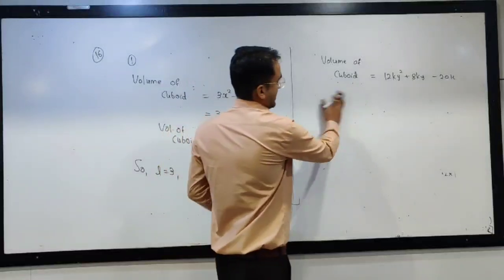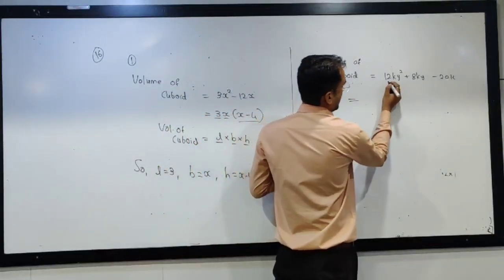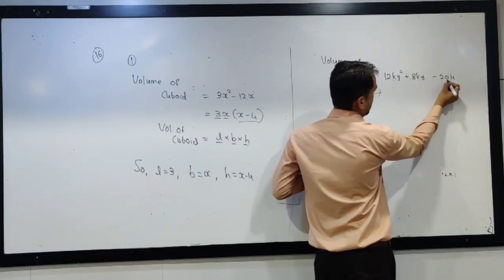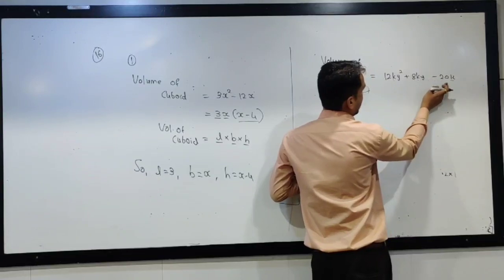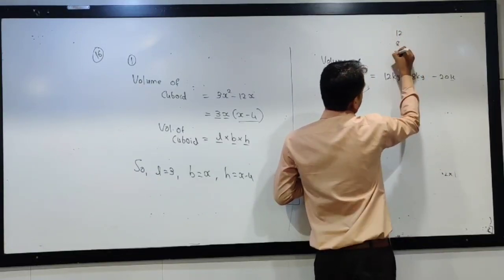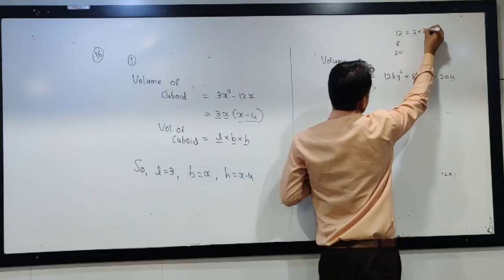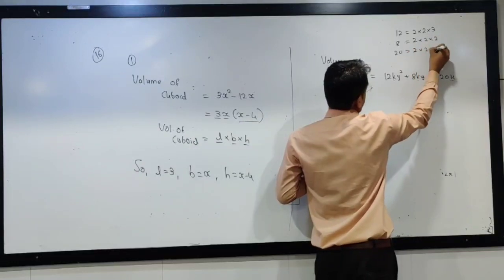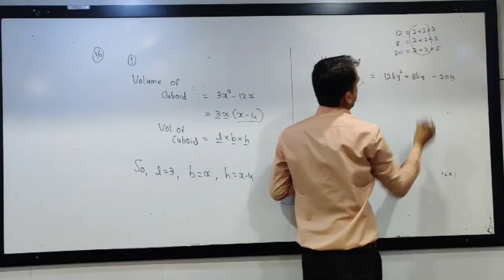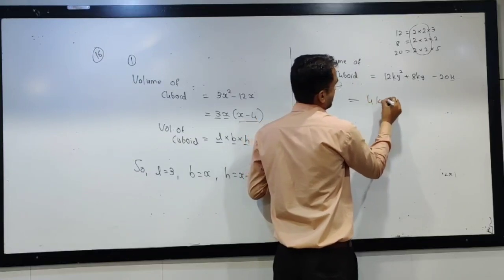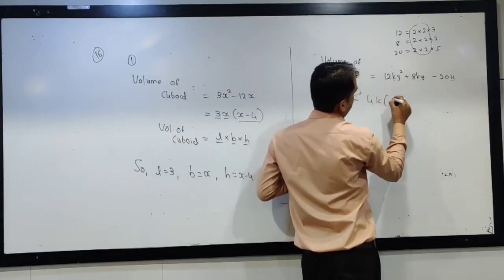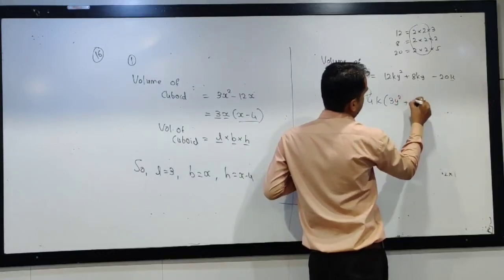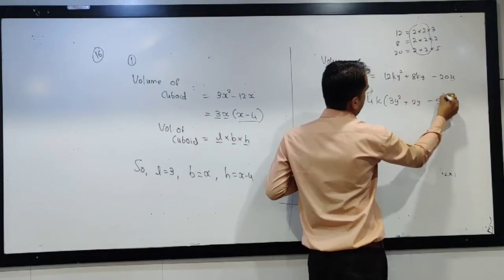Clear? Now in this question I am having a common factor. What is common? Here k is common. 12, 8 and 20. See, 12, 8 and 20. What will be common? 12 means 2, 2, 3. 8 means 2, 2, 2. 20 is 2, 2, 5. So the common will be 4. So 4k common. If I take 4 common, what is remaining? 3y.